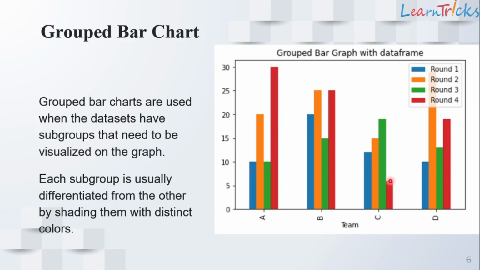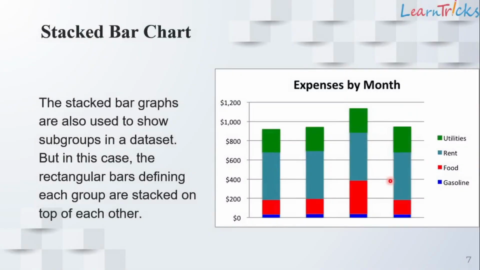So now the next type of our bar chart is the stacked bar chart. Now stacked bar graphs are also used to show the subgroups in the dataset, but in this case the rectangular bars defining each group are stacked on top of each other. Means instead of placing the bars side by side, in a stacked bar chart we are placing them over each other, means we are stacking them, right?